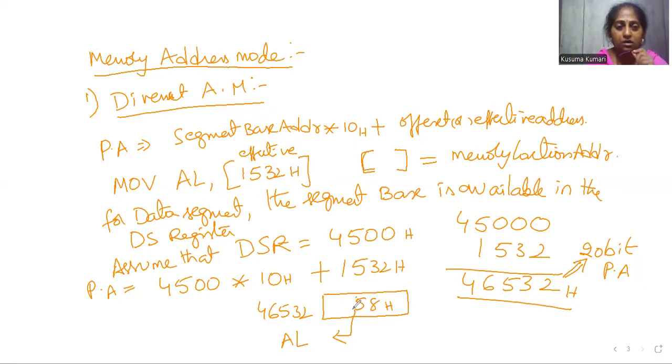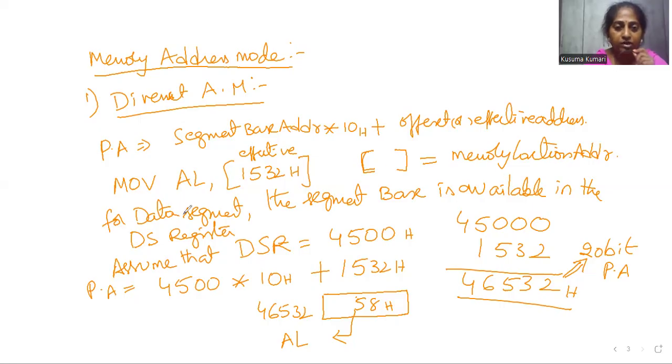Okay, so this is the direct addressing mode. Once again, the direct addressing mode means that the memory location's effective address is directly available in the instruction. An example is move AL comma 1532 hexa, which is the effective address, and it is represented in the square brackets. So the square brackets represent a memory location address.